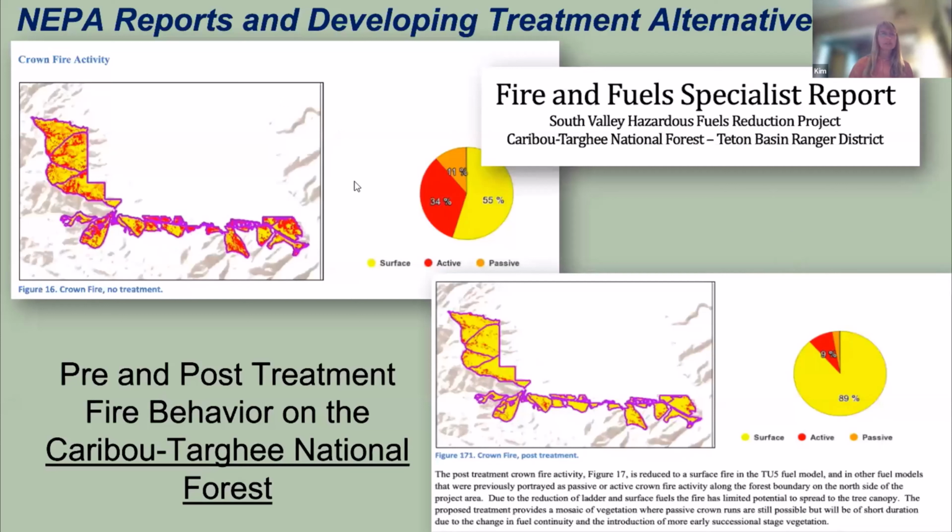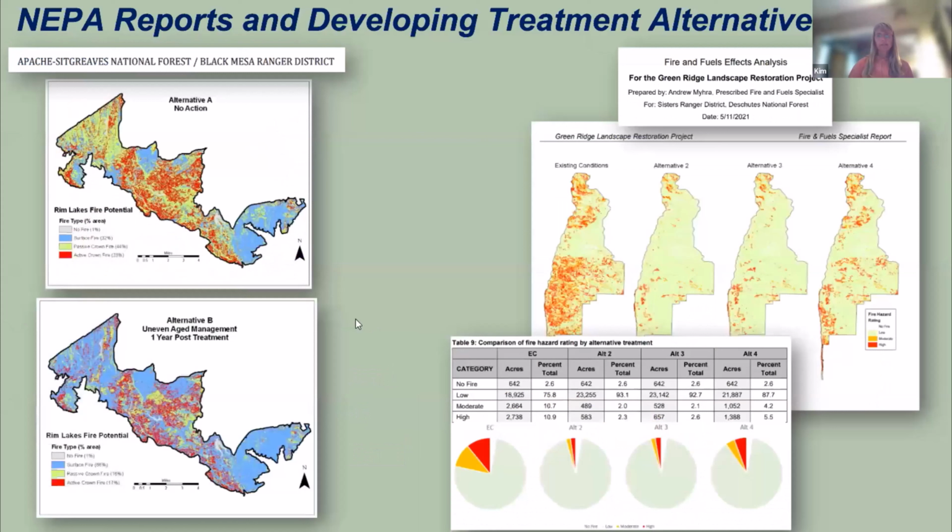So this is just a few other examples of those NEPA specialist reports, similar to what Wendy was talking to us about. Looking at this one from the Caribou-Targhee, a good friend of mine, Deb Flowers, who works over there. Again, showing that change in crown fire potential based on your treatment using IFTDSS. And then here's two others.